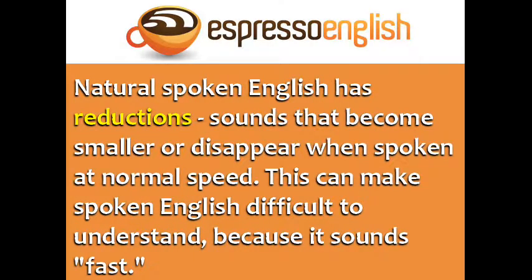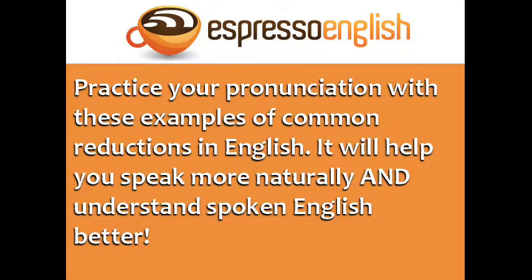Natural spoken English has reductions, sounds that become smaller or disappear when spoken at normal speed. This can make spoken English difficult to understand because it sounds fast. You can practice your pronunciation with these examples of common reductions in English. It will help you speak more naturally and understand spoken English better.